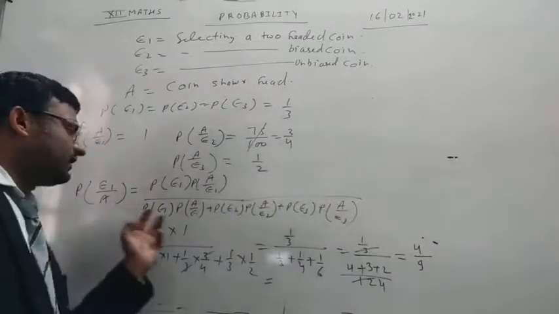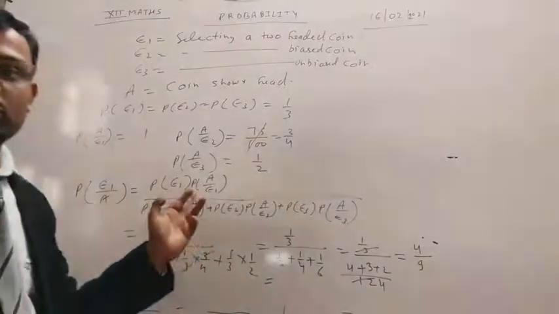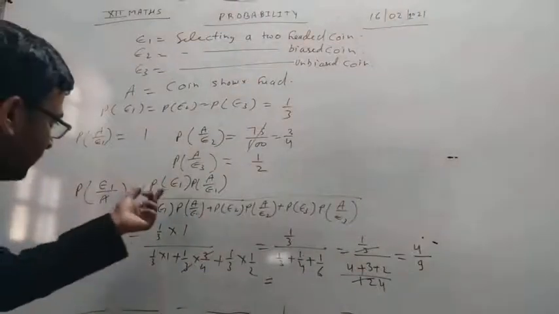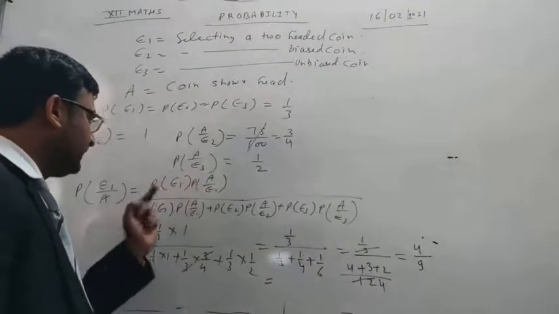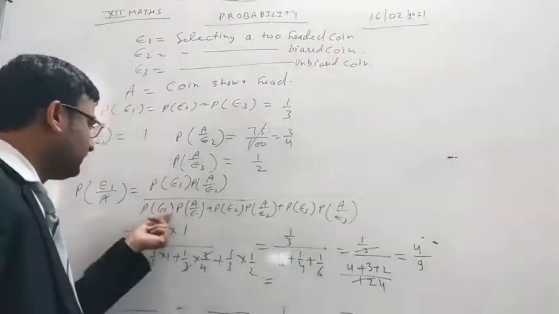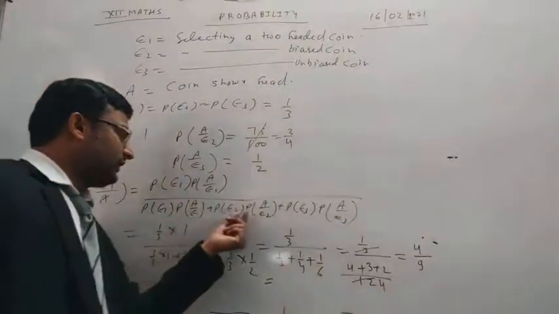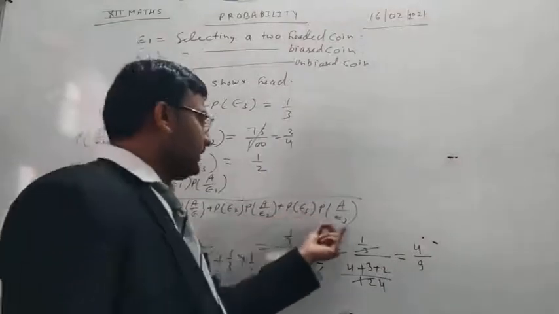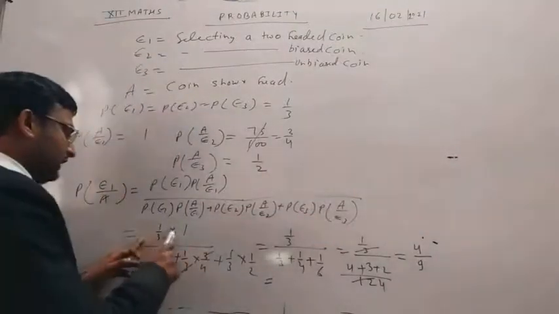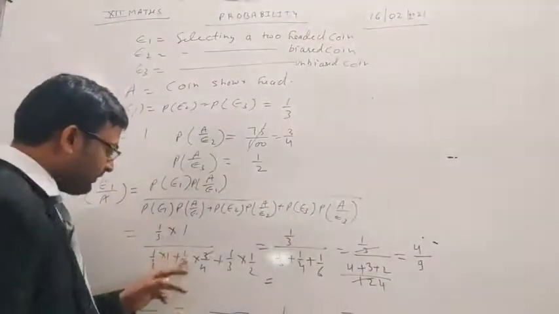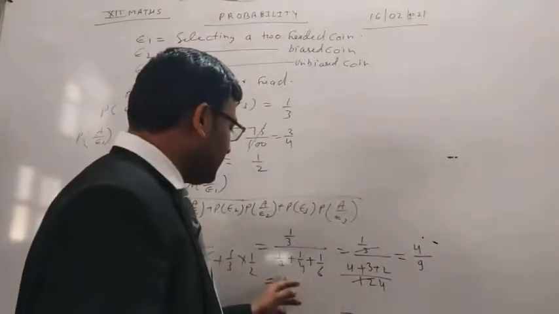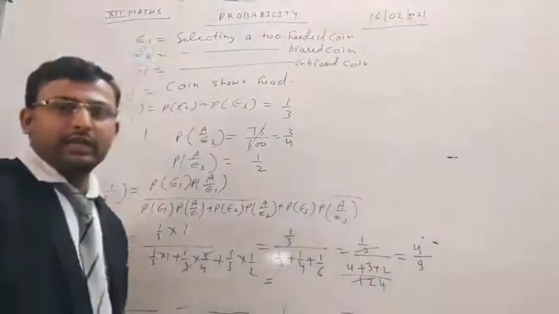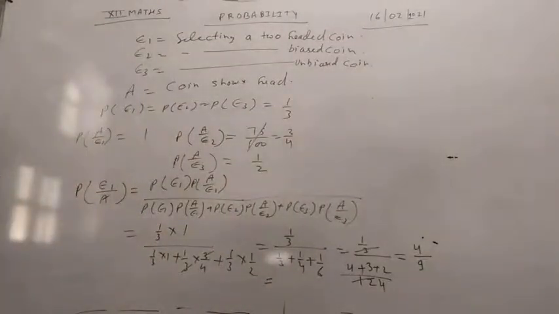This is our formula of Bayes theorem. Using the formula, we put all the values: probability of E1, A by E1, probability of E2, A by E2, E3, A by E3. When we put the values 1 by 3 into 1, 1 by 3 into 3 by 4, 1 by 3 into 1 by 2, and 1 by 3, and solve this, we get 4 by 9. This is the required probability which we have to find out.